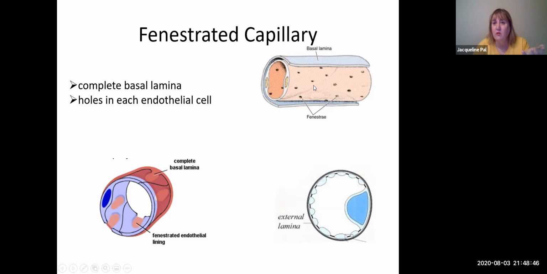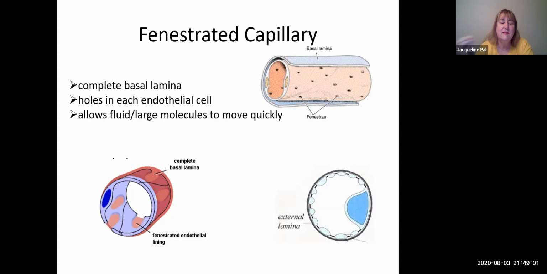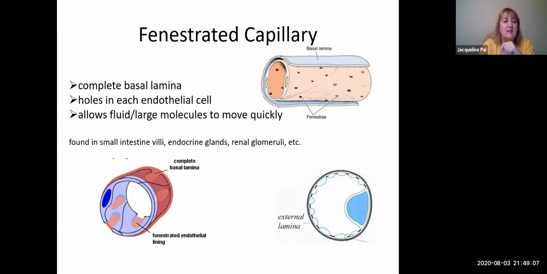What do we call a bowl with holes? A strainer or a colander. They're going to let liquid out and they're going to keep the pasta inside, or keep the blood cells inside, but they're going to let a lot more of the plasma out of the capillary. So this allows fluid and large molecules to move quickly from the blood vessel to the surrounding tissue.